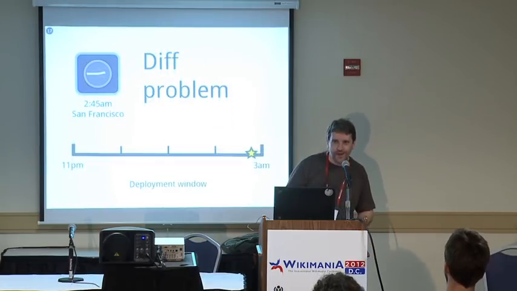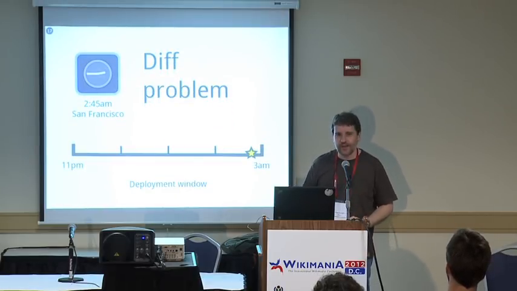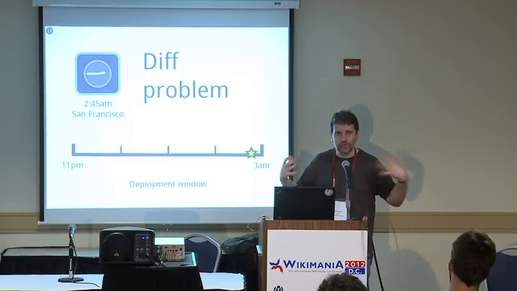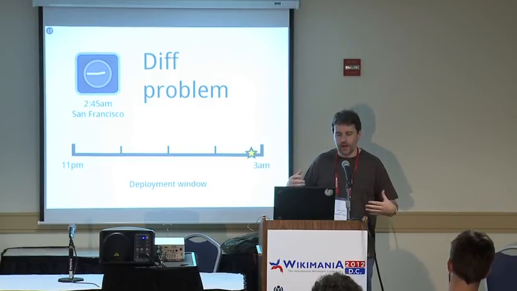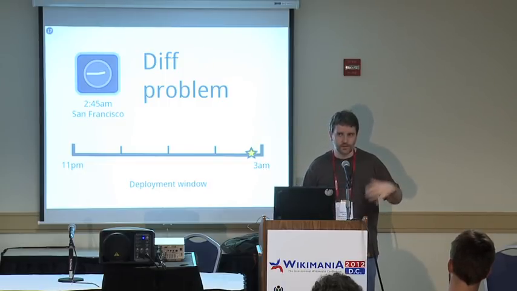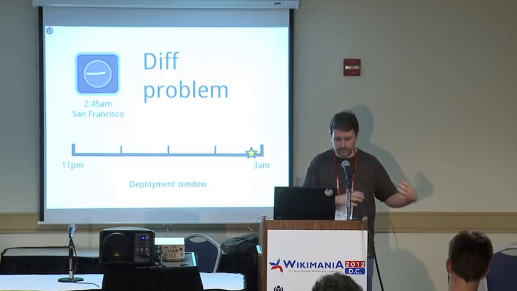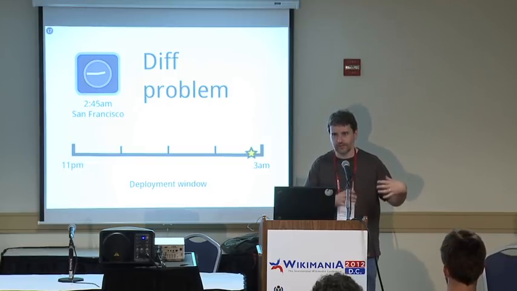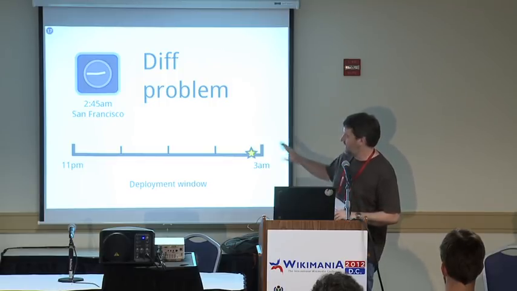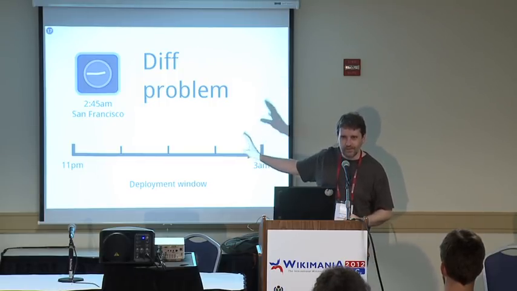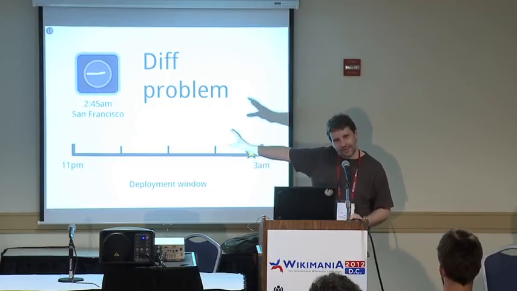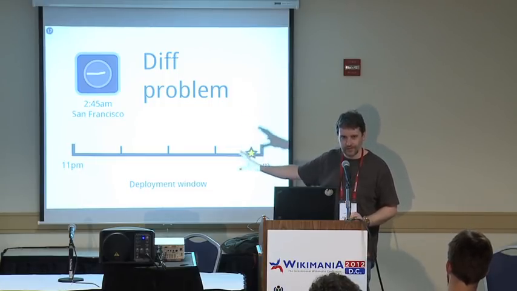Then at 2:45 a.m., we discovered that doing diffs on Wikipedia, we don't use the standard one that if you download MediaWiki, you're using a PHP version. We actually have a compiled C version. And we realized at this point that we needed to deploy a new version of the binaries, and that was not an easy process. That was kind of a big deal for our operations group.